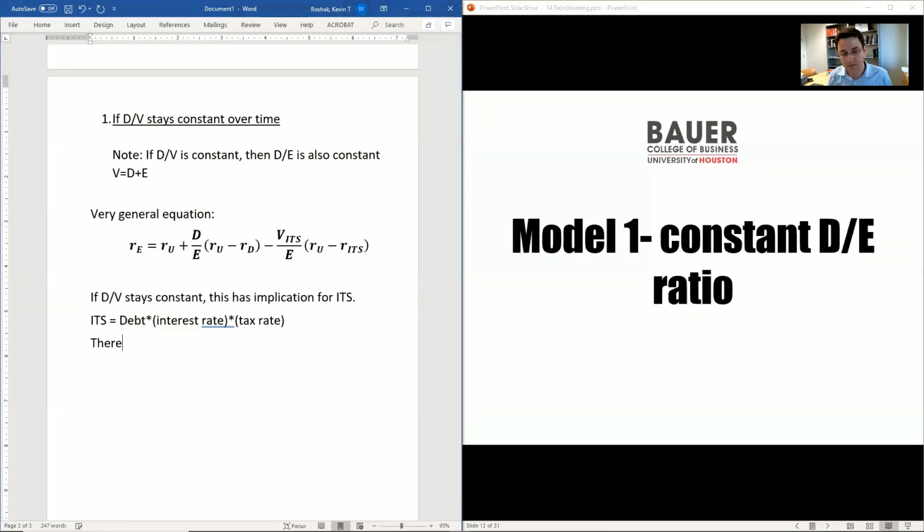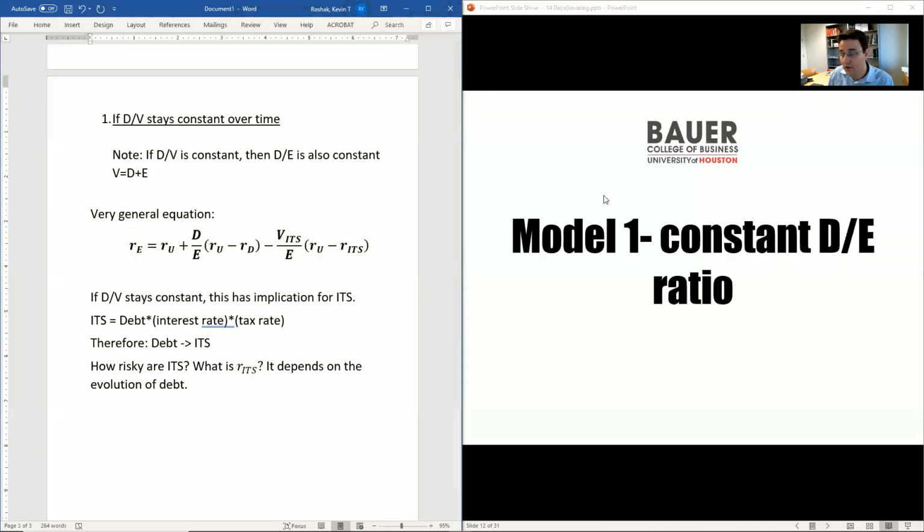As your debt goes up, your tax shields go up. As your debt goes down, your tax shields go down. Okay, that's the way to think about this. So how risky are the tax shields then? Well, it depends on what's going on with the debt. When is the debt going up? When is the debt going down?